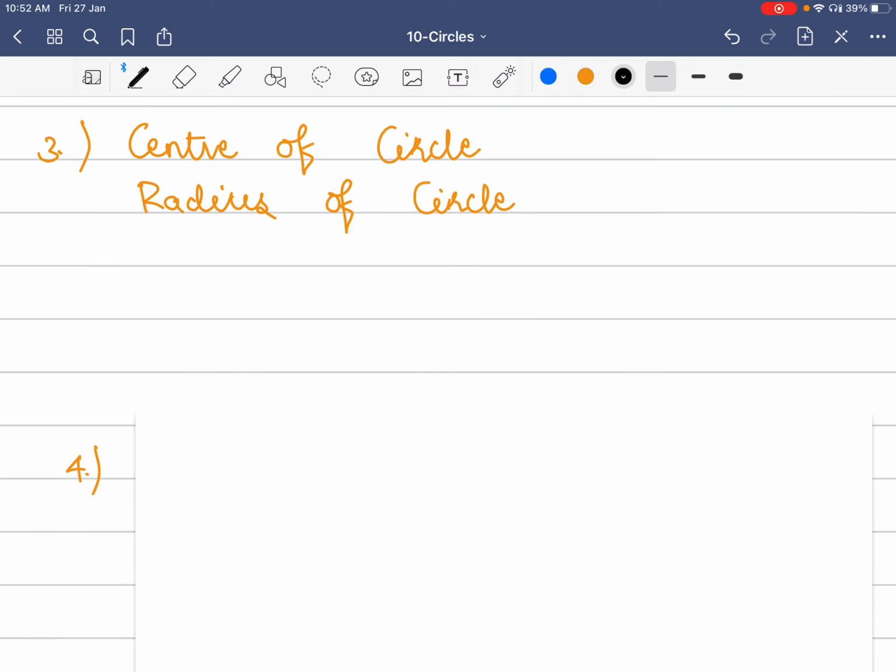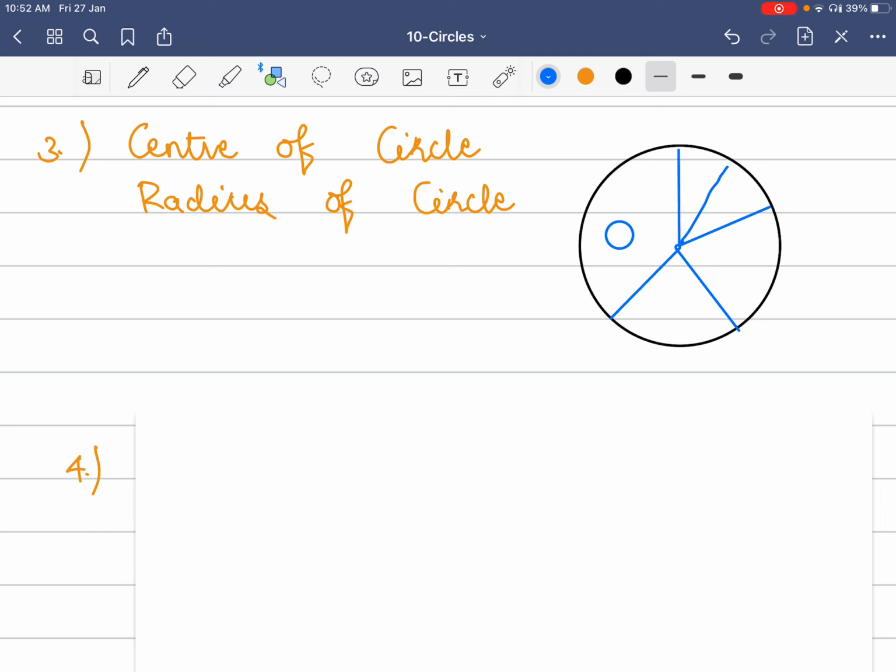Just to make the point clear, I'm going to draw a circle here. And I'm going to mark the center. So this will be called the center. Let me call it O. And this is the radius. As we saw before, there are infinite radii possible through the center of the circle. So let's name them. Let's say this will be P, Q, R, S, T.